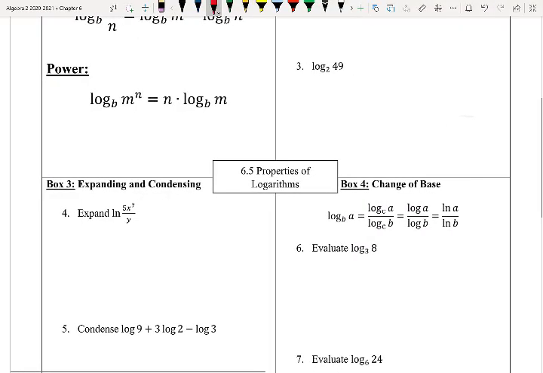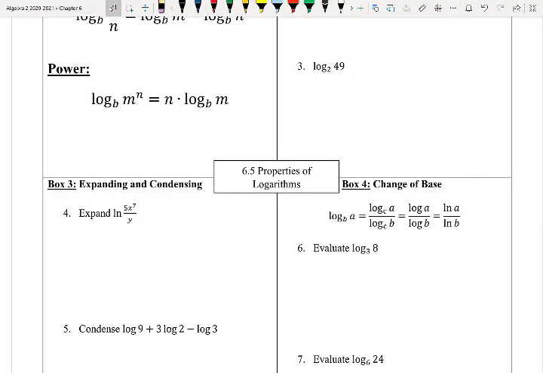Hey guys, today we are looking at 6.5, which is all about properties of logs. So now that we've established what logs are, how they behave in terms of how we can convert back and forth between exponentials and them, how we find their inverses, and how we graph them, now we're getting into the different properties of working with non-perfect ones and how they interact with each other as well.